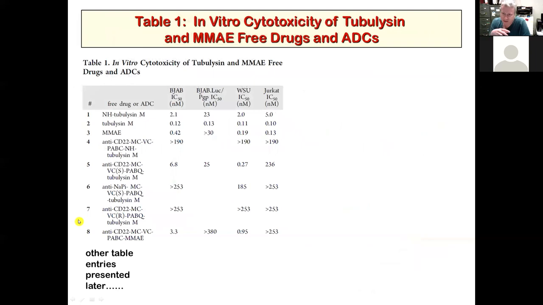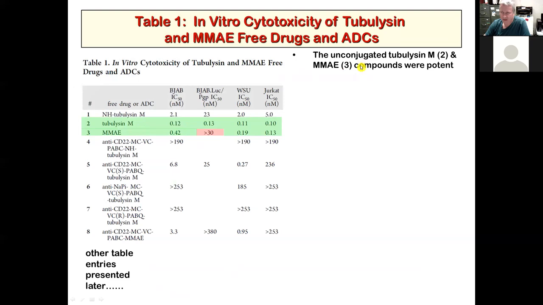All right, so this is a lot of data, and I'm going to step through it very carefully and slowly for you guys. This is a key table in the paper, table one, in vitro cytotoxicity of tubulysin and MMAE free drugs and antibody drug conjugates. Let's just go from top to bottom, and I'll make a statement, then we'll see it in the table. First statement: the unconjugated tubulysin M2 and MMAE, the tubulysin and the auristatin, were potent. That is clear. These are not the antibody drug conjugates, these are just the drug, the warhead, right? Okay, so these are potent against a couple different cell lines.